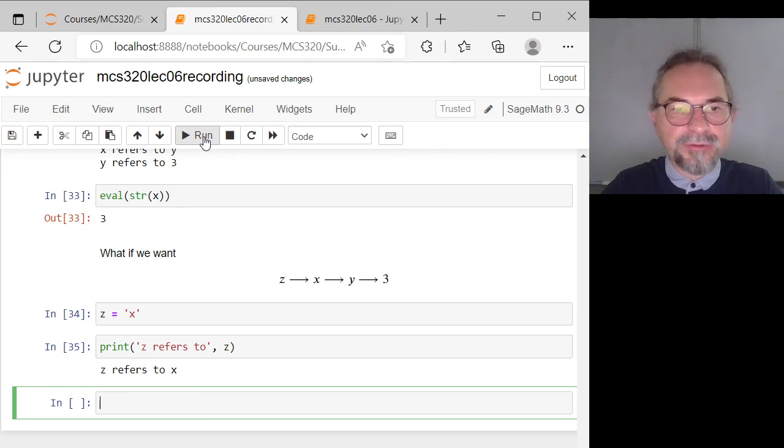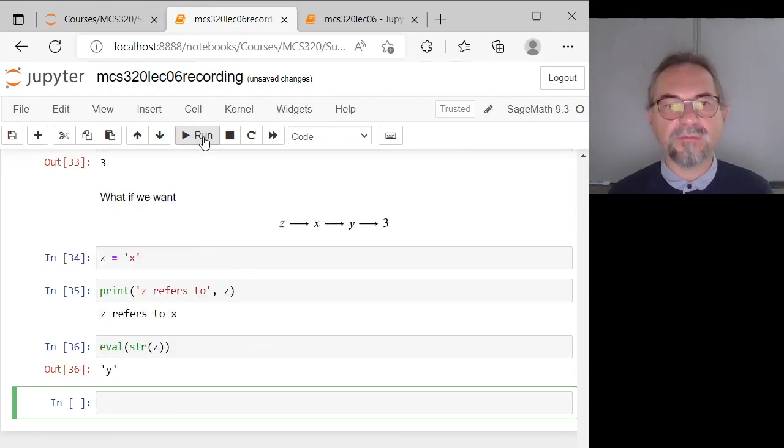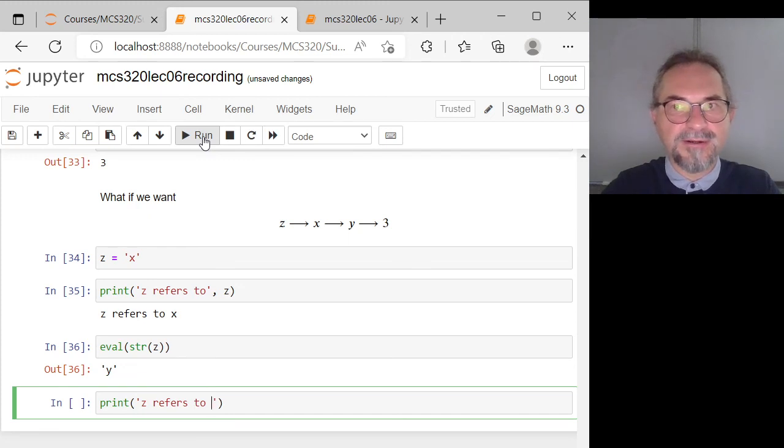And what I want to illustrate is that if I do eval of the string representation of z, I get y. So I can write the following: z refers to, and now I have to apply the indirection, it refers to z, which in turn refers to eval string of x.